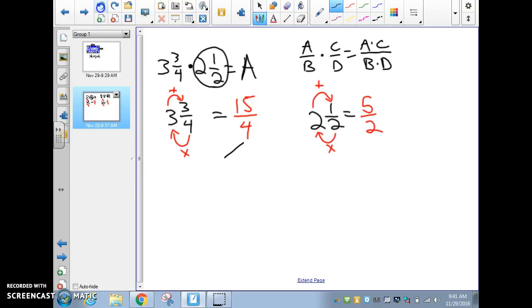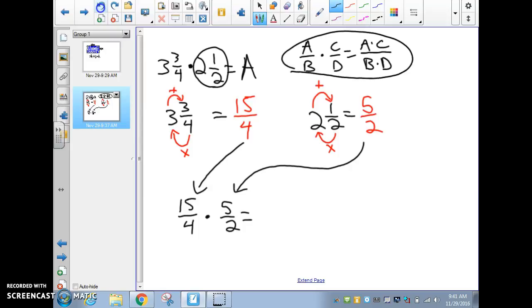Okay, now we have 2 new factors that we're going to multiply. We're going to multiply 15/4 by 5/2. And now we know we can just use this regular old fraction by fraction multiplication algorithm, but apply it to these ones.